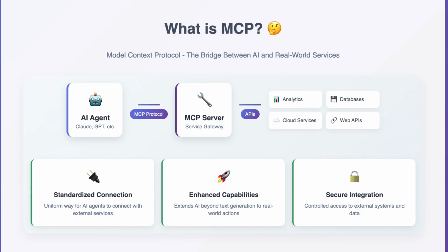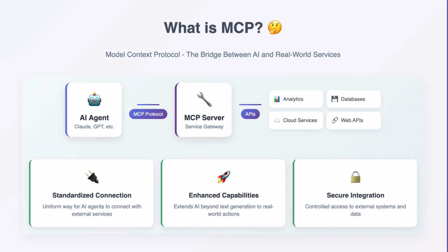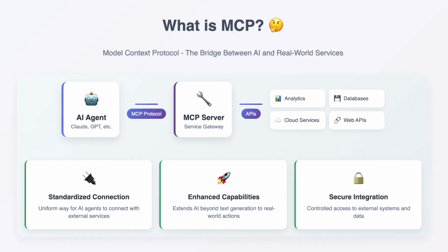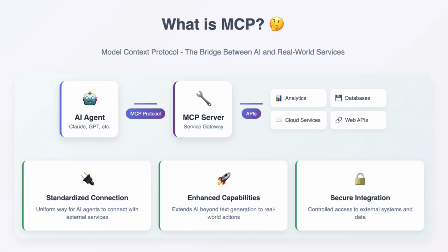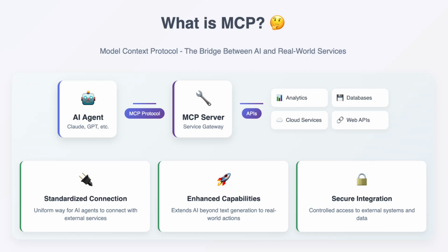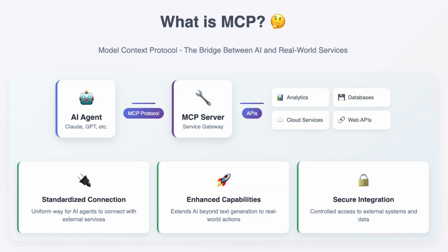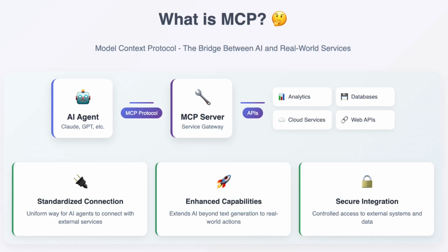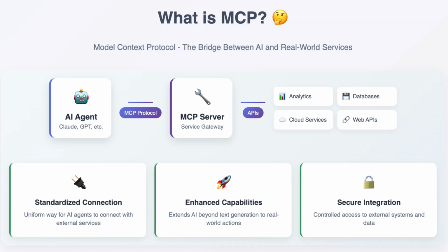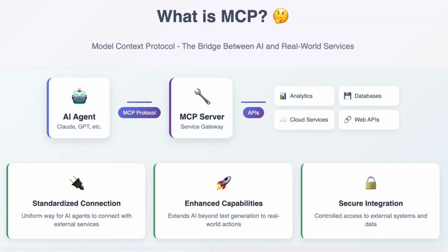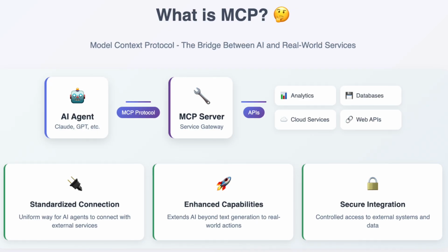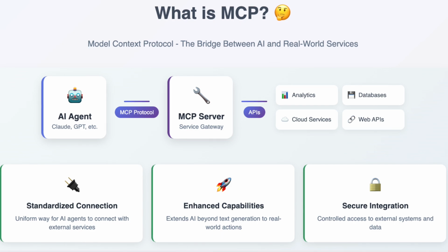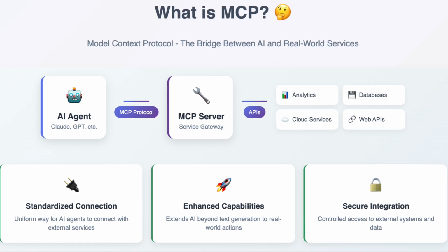At its core, the Model Context Protocol acts as a crucial bridge connecting advanced AI agents like Claude and GPT to real-world services. Imagine an AI agent sending a request through the MCP protocol to an MCP server. This server then uses standard APIs to interact with various services, be it analytics, databases, cloud services, or web APIs. MCP offers standardized connections, enhances AI capabilities by allowing real-world actions, and provides secure integration to external systems.